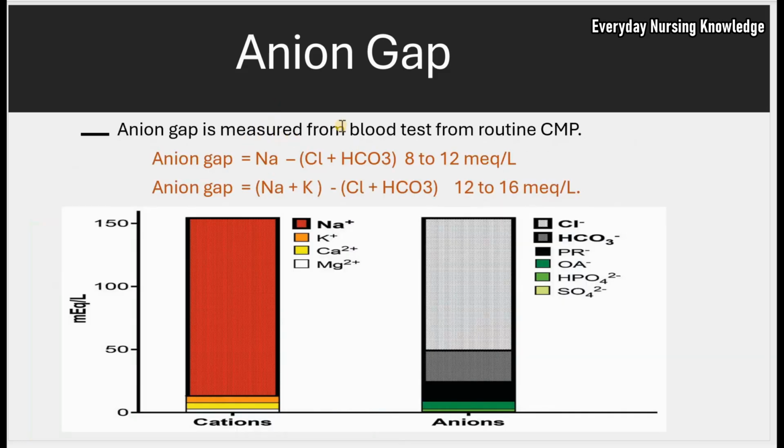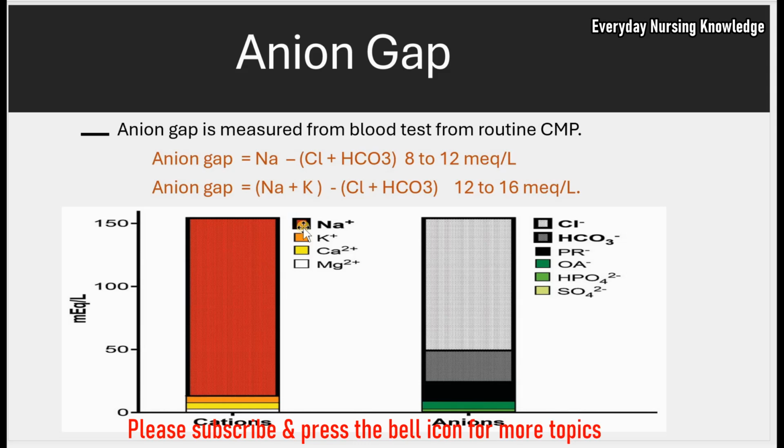Anion gap is measured from a blood test, a routine CMP, which is a complete metabolic panel, or a basic metabolic panel. To calculate anion gap, remember cation minus anion. If you look at the graph, in cations, sodium is the most abundant form, the vast majority of the cation. So you take sodium minus anion, and in anion, chloride and bicarbonate are the most abundant forms.